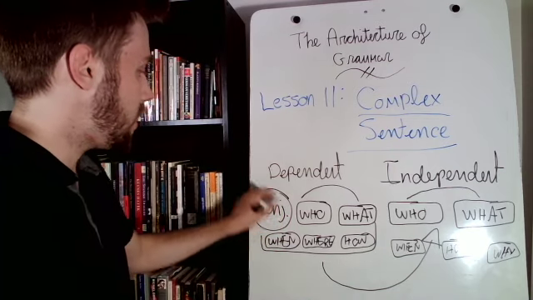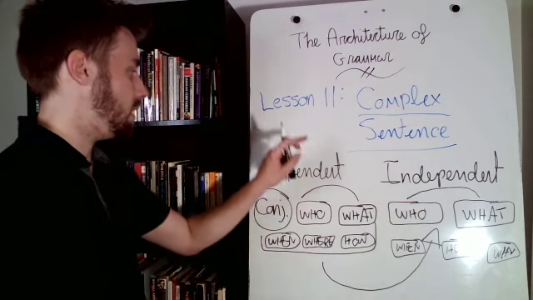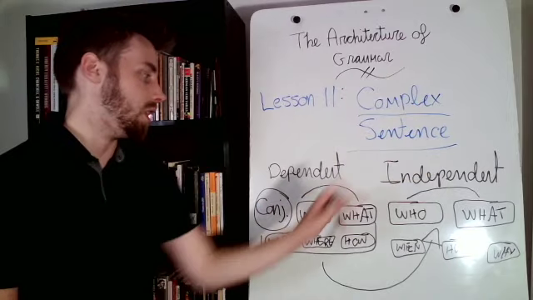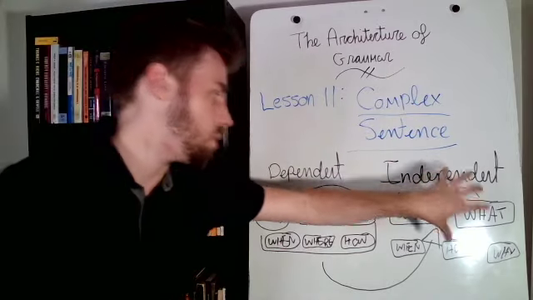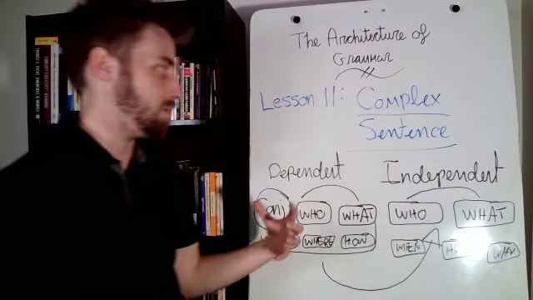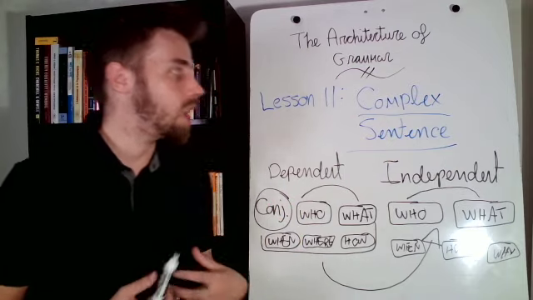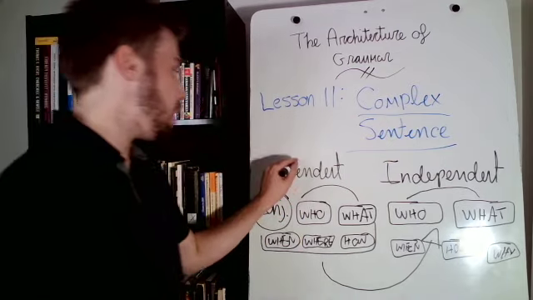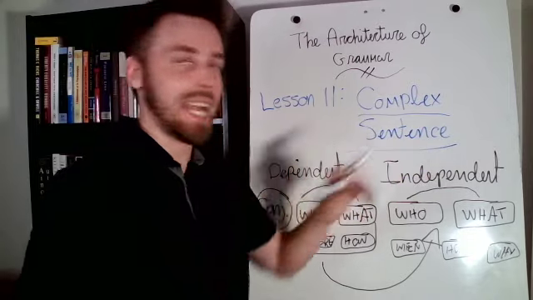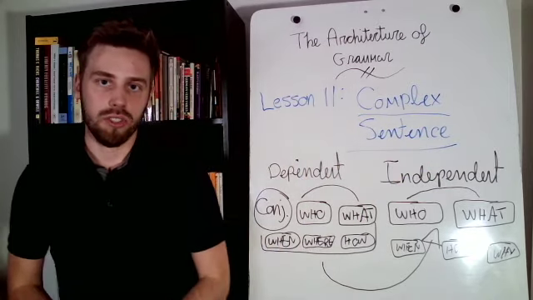The point is the conjunction. This is what makes the difference between a dependent and an independent clause. Because again, the root is the same, the who and the what, and all the other information blocks. So again, a complex sentence has both the dependent and the independent clause.